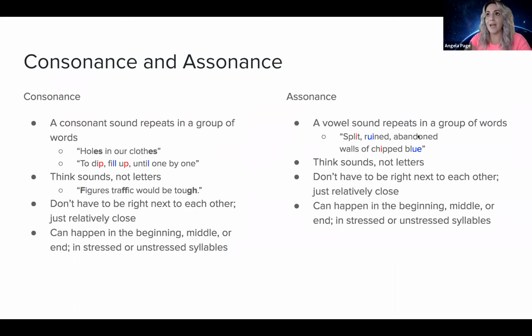If you notice, I have not highlighted the A in abandoned and the A in walls. Why is that? It's because they don't sound the same. Aban, wall, they don't sound the same. They take a literally different shape of the mouth, and that can tell you that this is not a case of assonance. So again, not about the actual letter, but about the sound that it makes. Just like with consonants, it doesn't have to be right next to each other, just relatively close. And it can also happen in the beginning, middle, or end, in stressed or unstressed syllables.